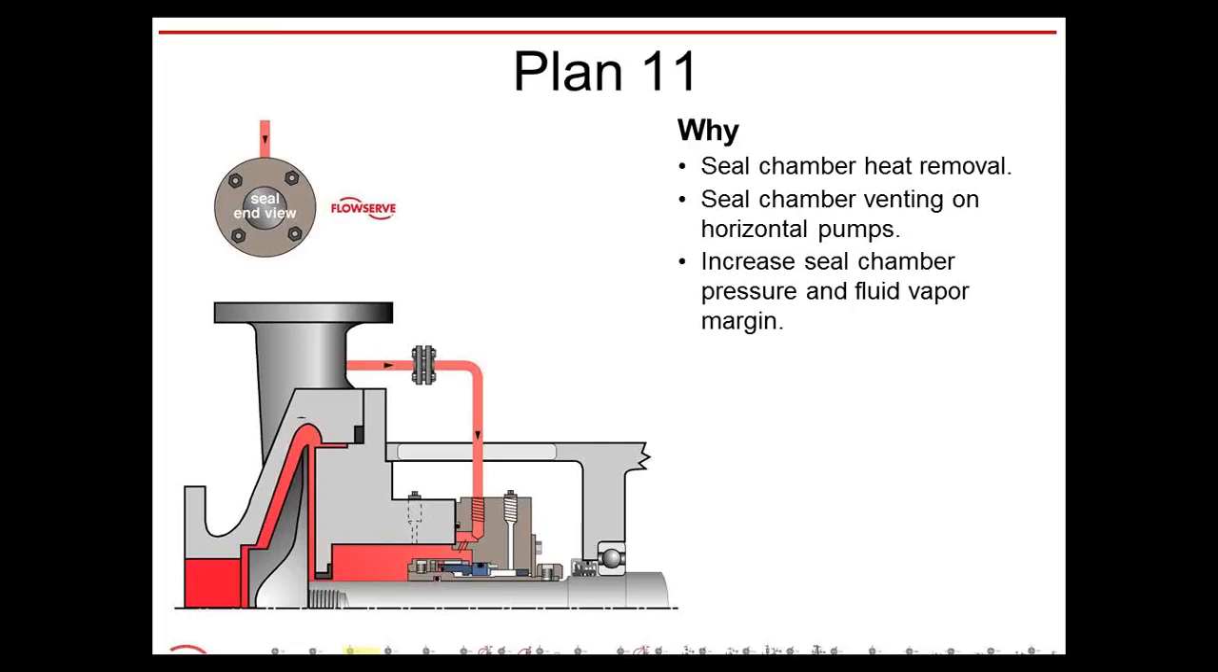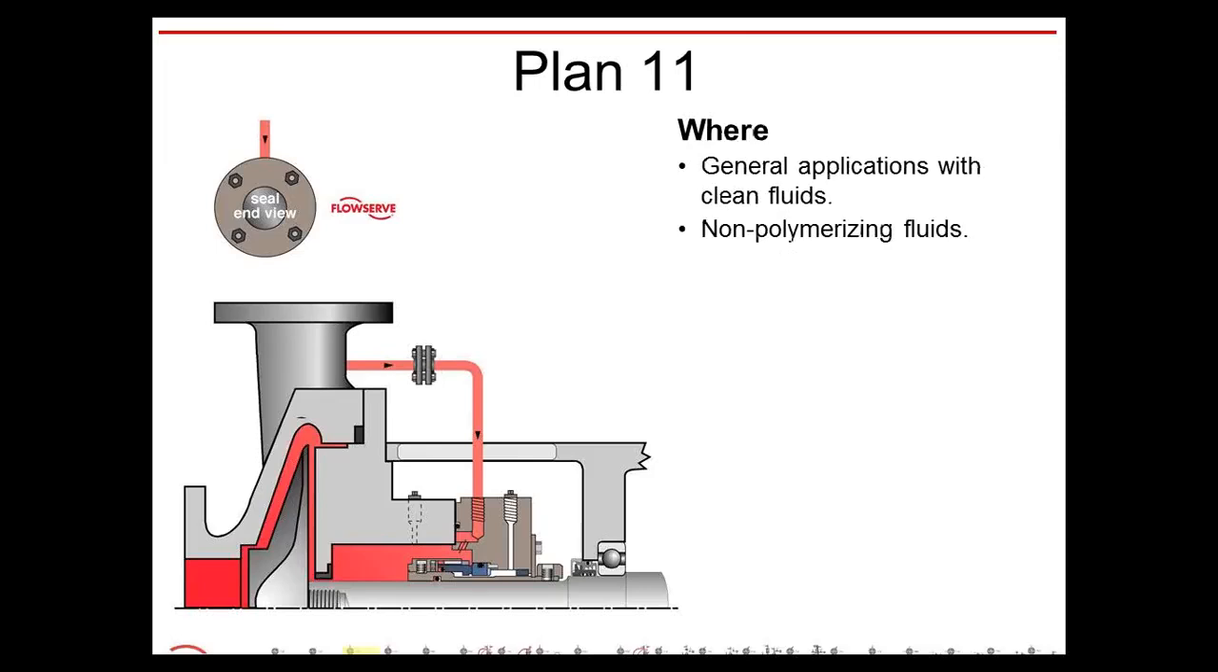Key word there is horizontal pumps. And a plan 11 can also be used to increase the pressure in the seal chamber to suppress the vapor margin. It won't allow the fluid to flash. These are used in general applications with clean fluids.